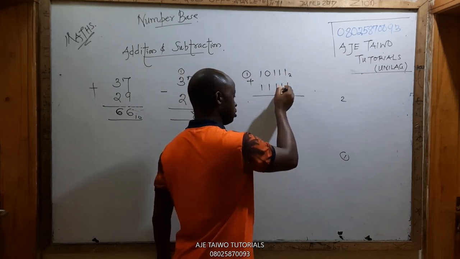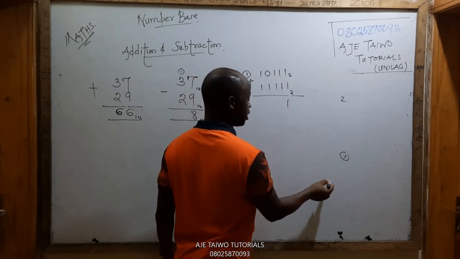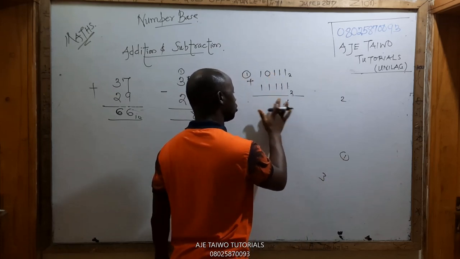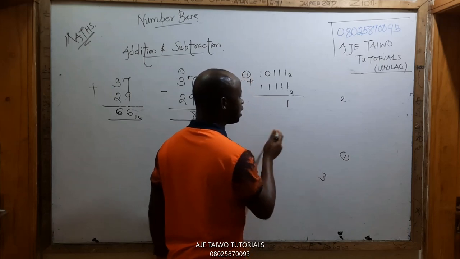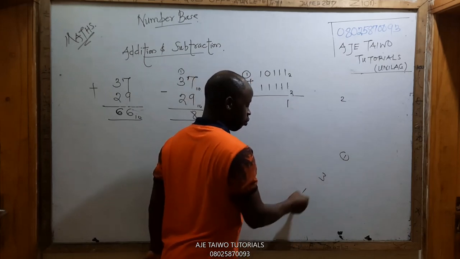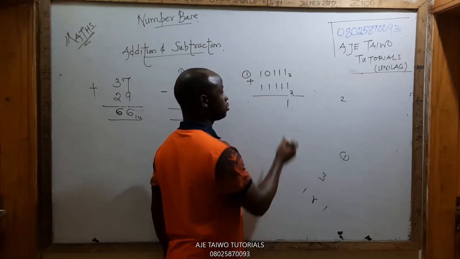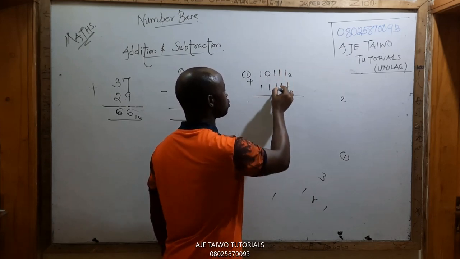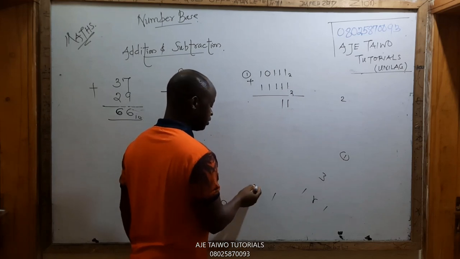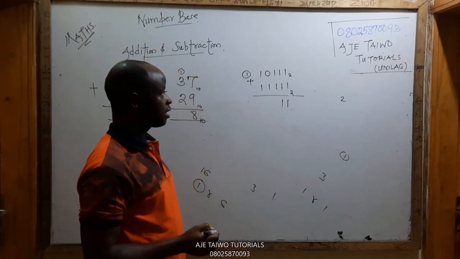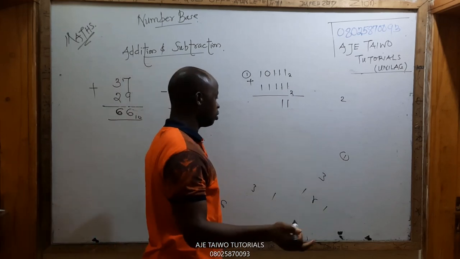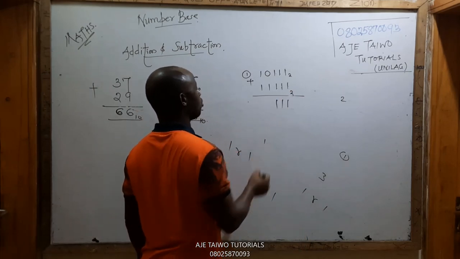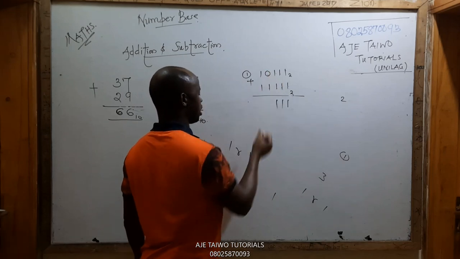1 plus 1, 2, plus the 1 you're carrying, making 3. Can you put 3 down here? No, you cannot put 3 down. You now say, how many 2s can you see in 3? 1. Remainder, 1. So put the 1 down. Carry 1 again. 1 plus 1 is 2, plus 1 is 3. Can you put 3 down? No. How many 2s can you see in 3? 1. Remainder, 1. Put 1 down. Carry 1. 0 plus 1, 1.